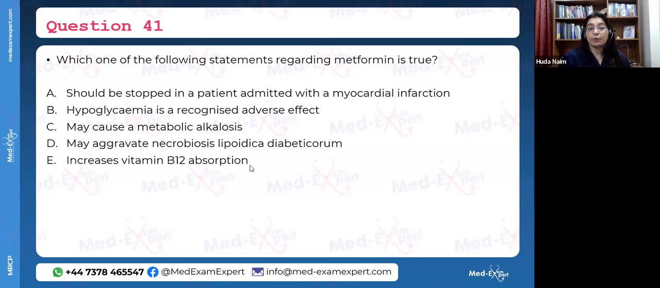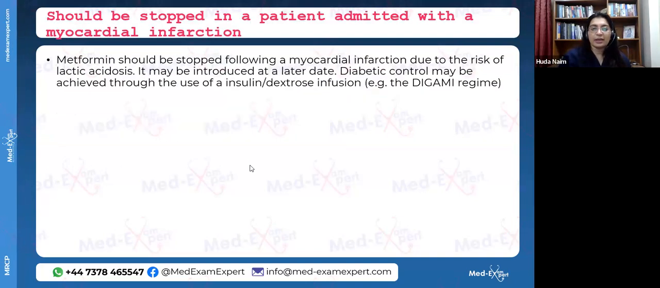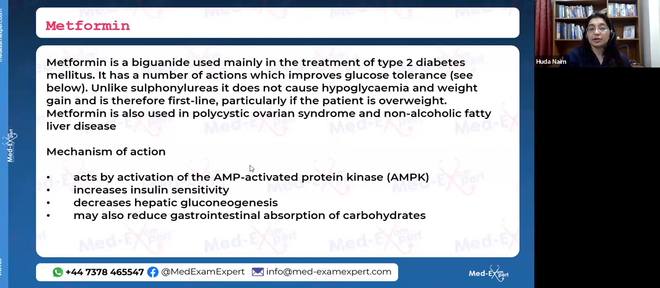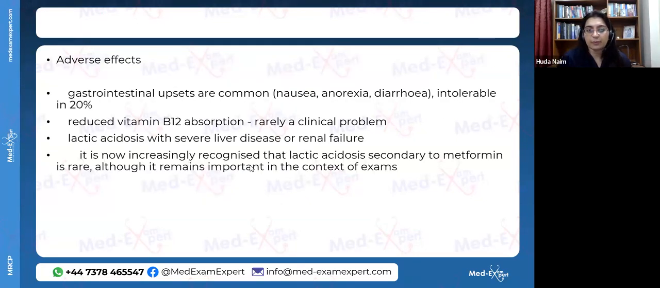Very good. A very important association of metformin is that you should stop it in a patient who's had a myocardial infarction because it increases the risk of lactic acidosis. Okay, very important. And the second important thing that you have to see is the creatinine of the patient, because you have to reduce the dose of metformin if the patient has a decreased creatinine clearance.